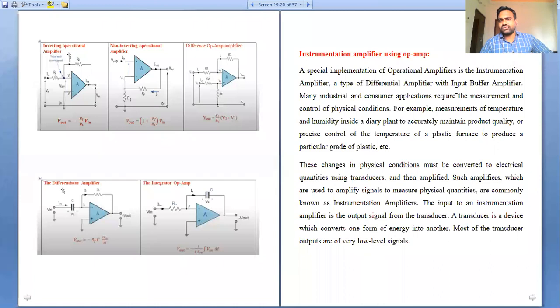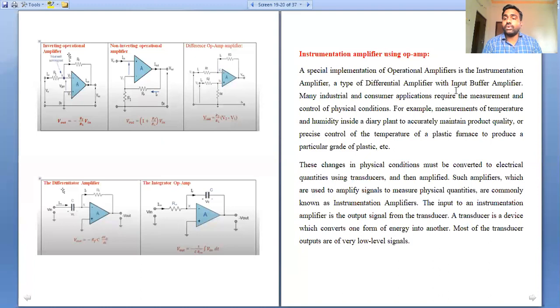The main purpose of the instrumentation amplifier is the measurement of physical quantities. In the last class we discussed examples like the implementation of instrumentation amplifiers in dairy plants, mostly for measuring temperature, humidity, and moisture in refrigeration units where we store milk packets. The second example is measuring the temperature of a plastic furnace.